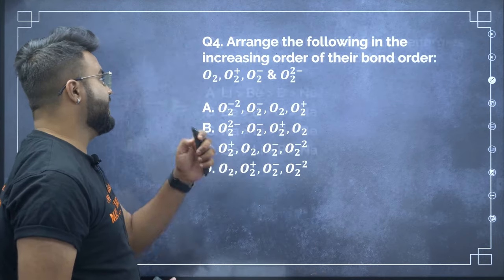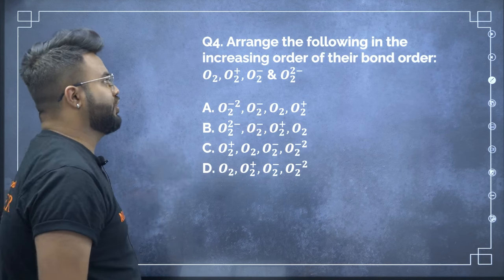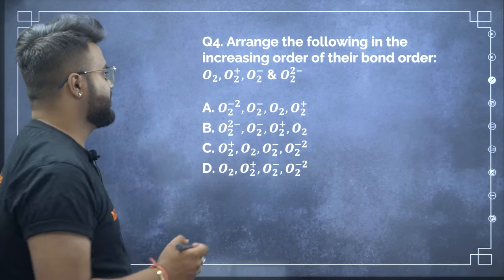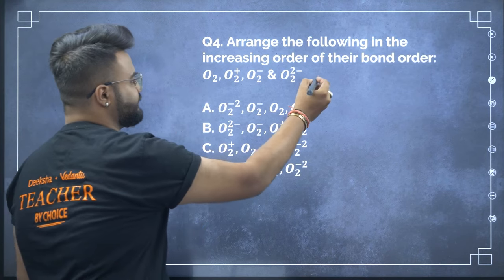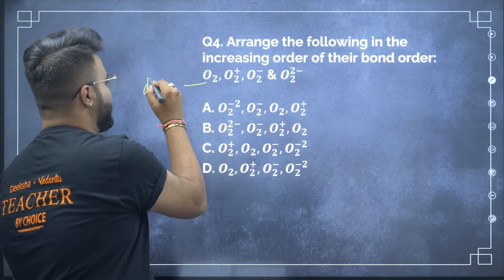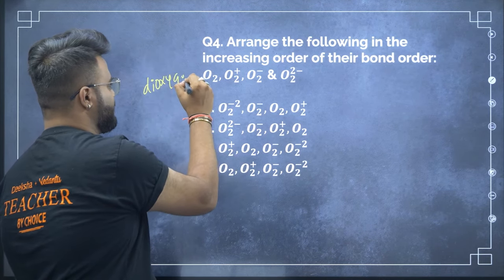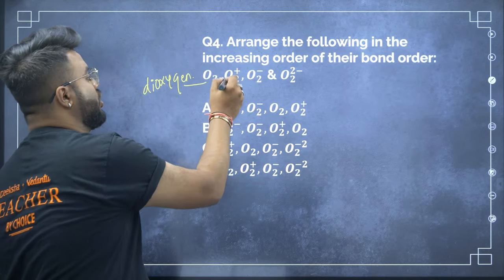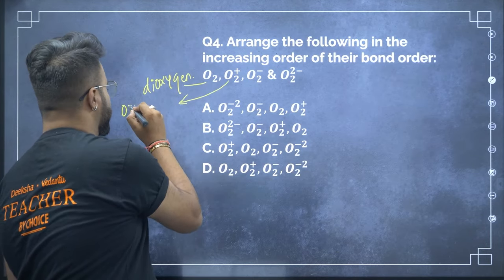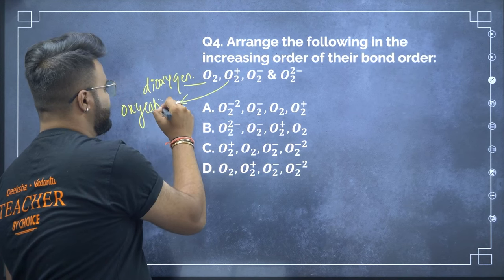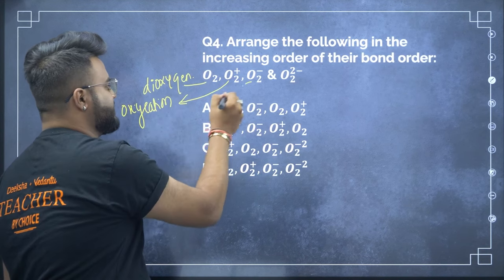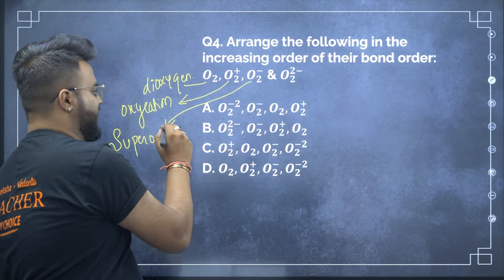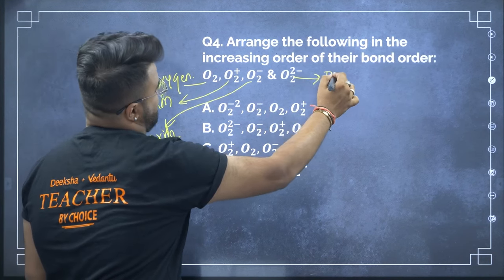Clear, guys? Coming back to question number 4: arrange the following in the increasing order of their bond order. Now everyone knows, this is your dioxygen, O2. Next, O2 plus is the oxycation. Then O2 minus is superoxide, and O2 2 minus is peroxide.